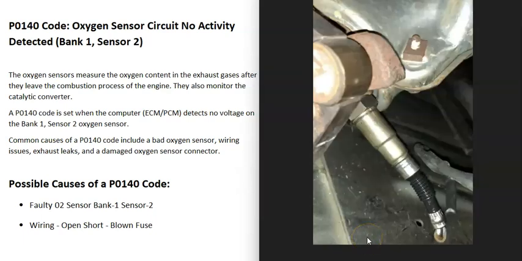You can use a multimeter. If you have a good OBD2 scan tool, you can use that. There are some good YouTube videos on that. I've made YouTube videos on that. I'll put a link down below if you need to check that out. But the first thing that could cause this is a bad bank one sensor two O2 sensor.